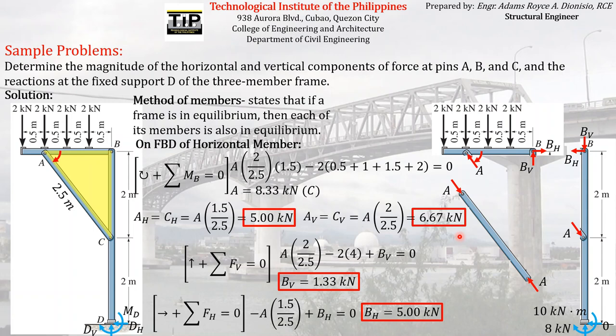Minsan may experience kayo na tanong, ang hinahanap niya, what is the force acting on this member, kunyari? So, ang hinahanap niya is yung mga actual force acting on this member lang. So, pag ganun yung tanong, kailangan i-indicate yung actual na direction ng mga forces acting on this member. Kasi may particular member siya na pinapertain. Unlike dito sa question na to, ang hinahanap niya lang, magnitude ng horizontal and vertical forces acting on the three pins. So, medyo ingat kayo doon. Kailangan, check nyo yung tanong. Check nyo mabuti kung ano yung hinahanap.